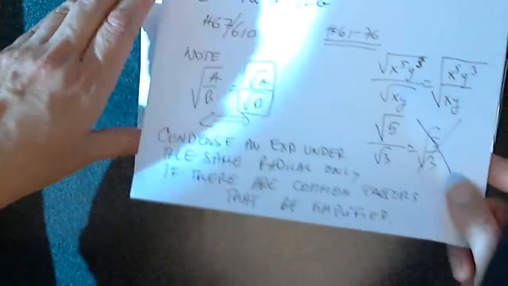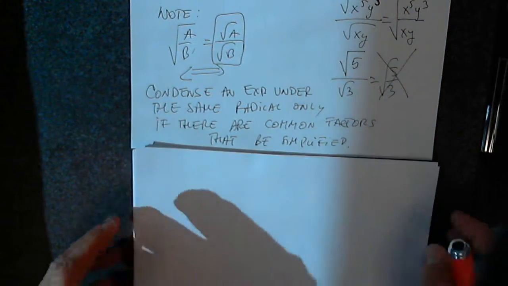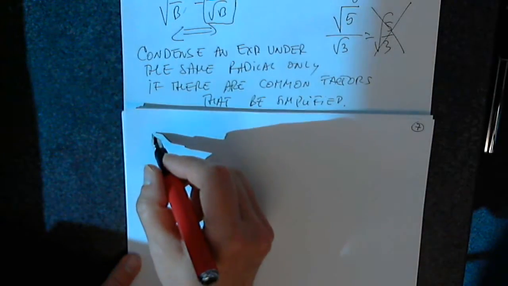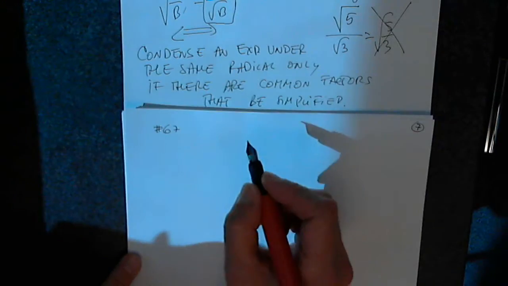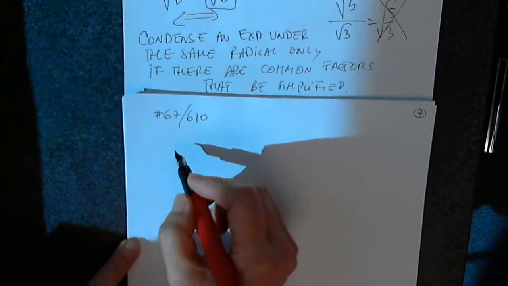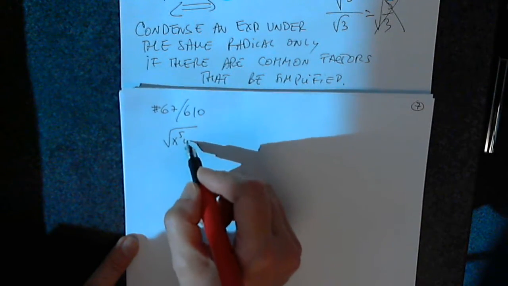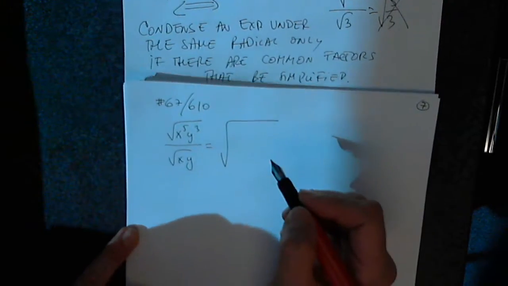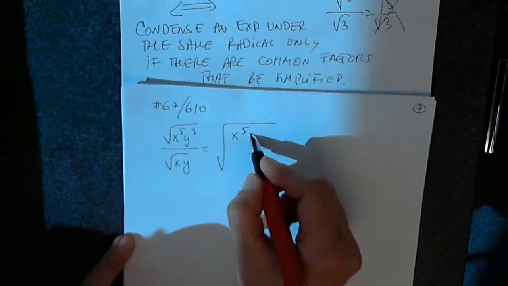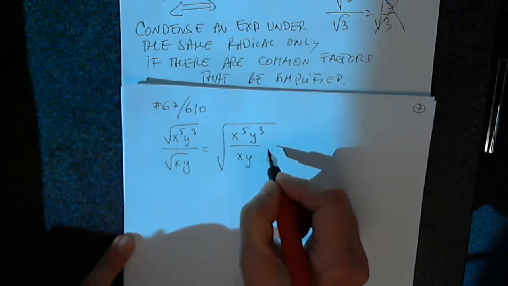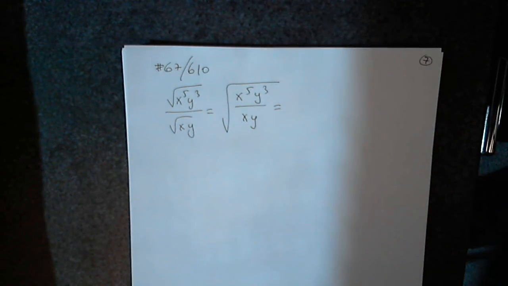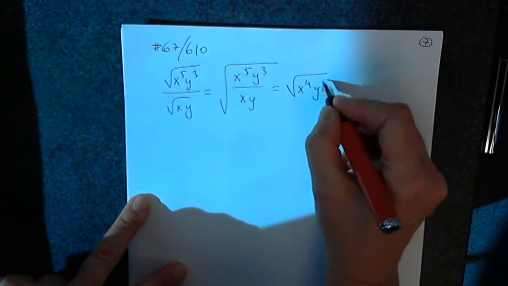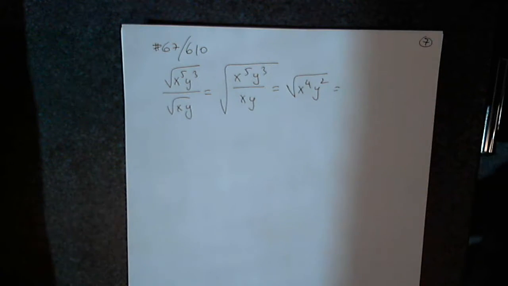So now when we work on this problem, which is 67, I'll copy the problem from the beginning. You don't have to. 67 on page 610. I have the square root of x to the fifth, y to the third over the square root of xy. I will rewrite everything under one radical as x to the fifth, y to the third over xy. And only now I apply the radical.